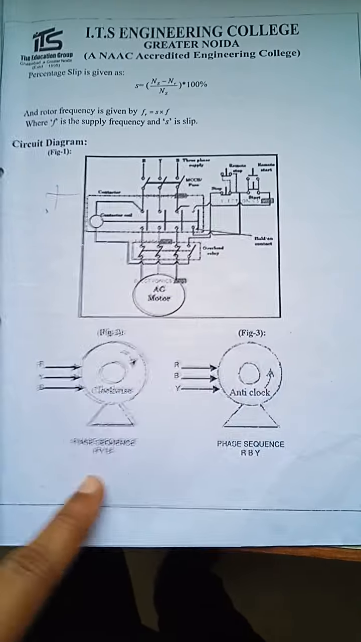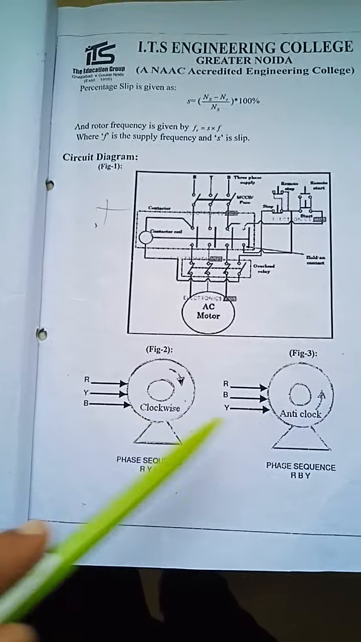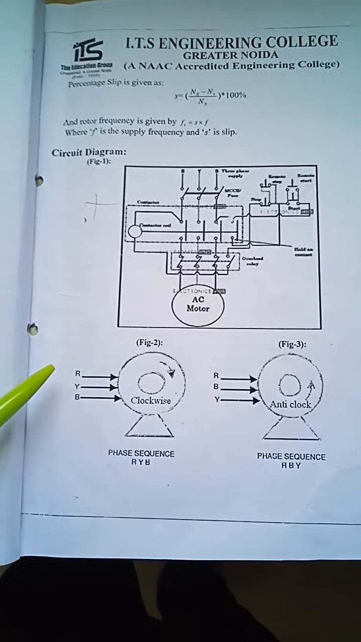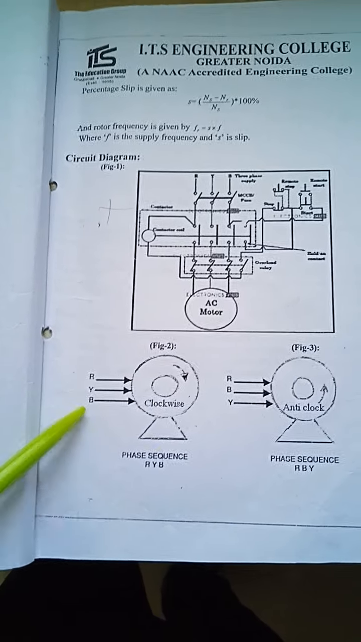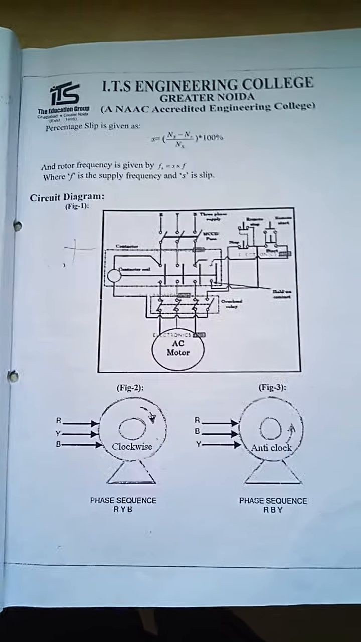Once it rotates in the clockwise direction, if you want to rotate it in the anti-clockwise direction, you will just change the sequence. Here for clockwise we are using RYB. For anti-clockwise you can use RBY. So let's move to the experiment.